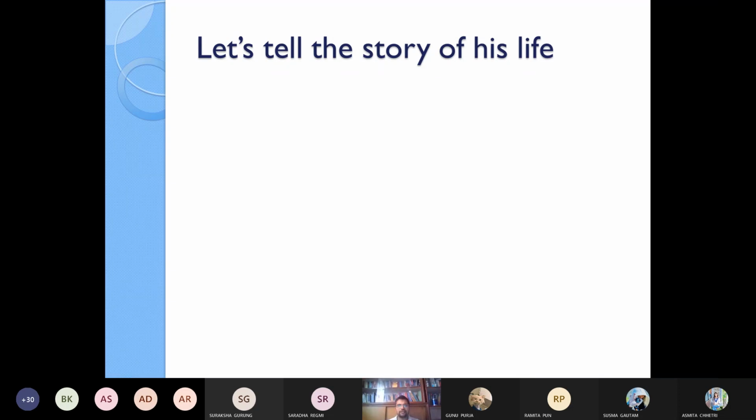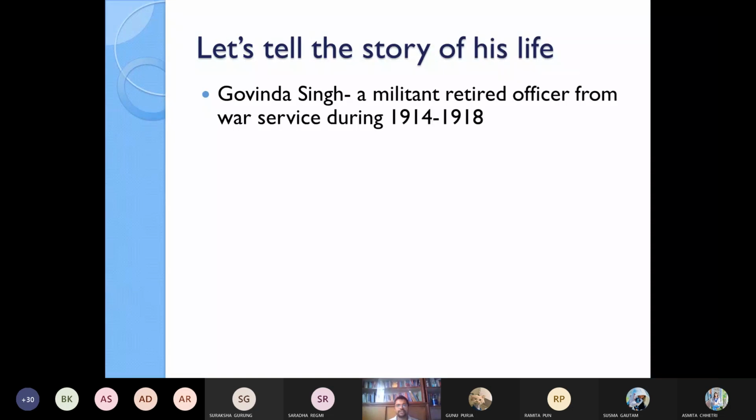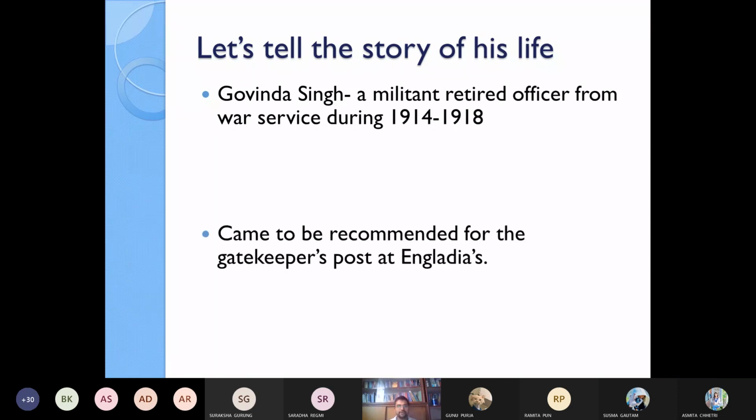So let's tell the story of his life. Here we go. Govinda Singh is a military and retired officer from the service during 1914 and 1918. That is 1914, यहाँले हेर्नुभयो डेट भने. This is a time that is particularly the date of the First World War. First World War मा मिलिटेन्ट भएर काम गरेको हुन्छ, retired officer.